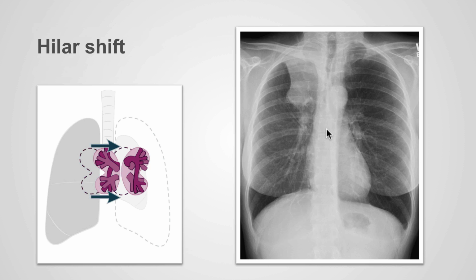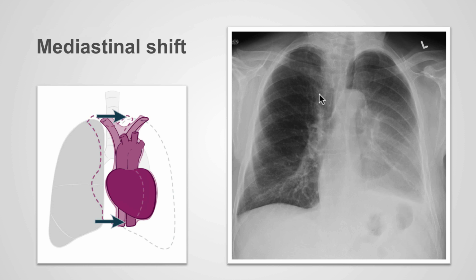With lobar collapse, we can see hilar shift. In this case, the right hilum is higher than the left hilum, and that is because of pulling of the hilum superiorly by the collapsed right upper lobe.